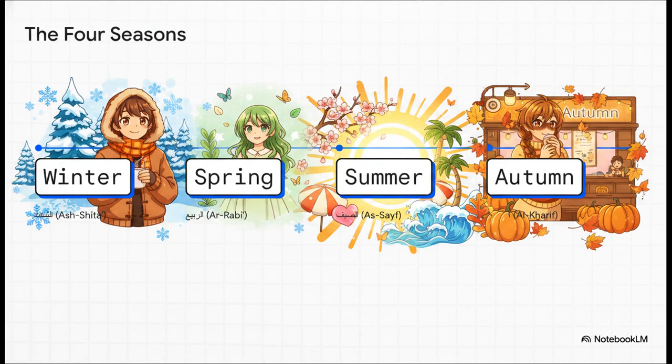Time in Arabic follows the exact same natural chronological cycles we're all used to. The year is divided up into 4 distinct seasons. We start with the cold of winter, Asheti, transition into the blooming of spring, Arabiya, heat up during the summer, As-Saif, and cool down as the leaves change in autumn, Al-Karif. Recognizing these 4 seasons is honestly a foundational step in mastering conversational time-telling. It's what allows you to plan, reflect, and just share experiences about the world around you.